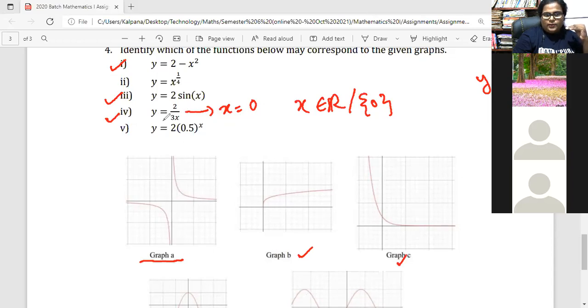So you can conclude that this one, y equals 2 over 3x, should be graph A. Right? එතකොට මේක වෙනවා graph D එක, මේක වෙනවා graph E එක, and this is graph A. And there are another 2 equations for us, the second one and the fifth one. Right? So when you take this one, let me erase these things here.